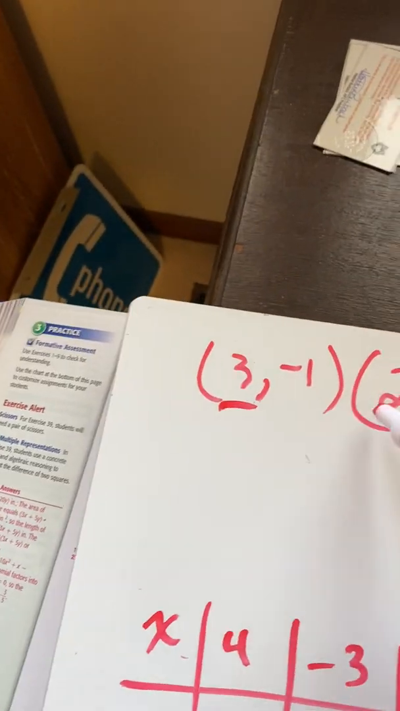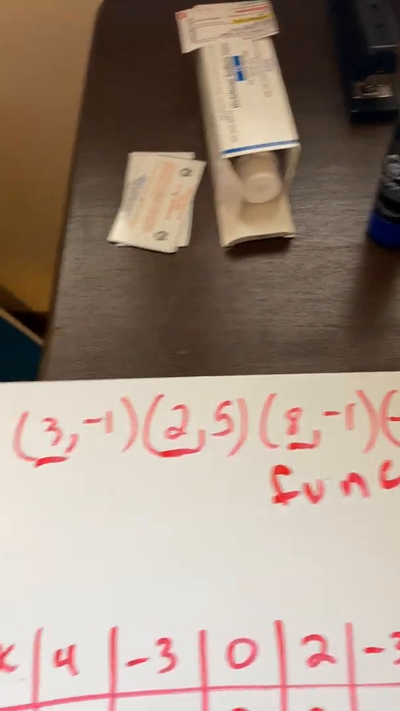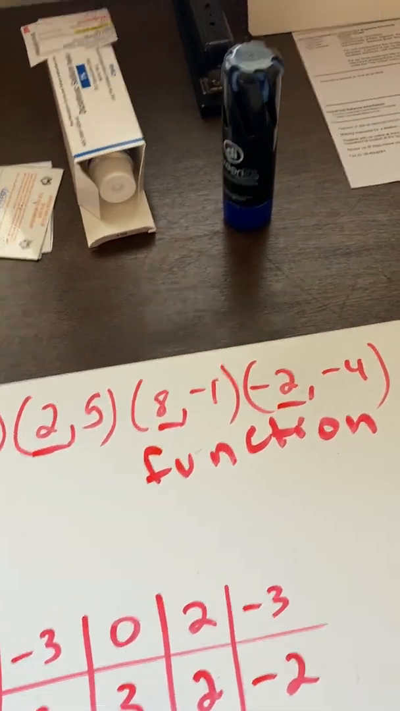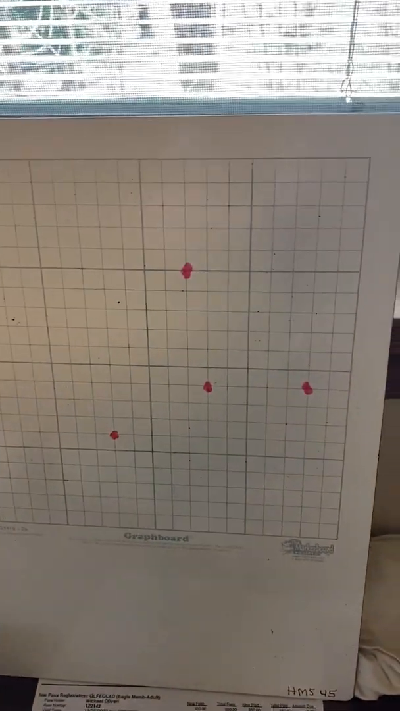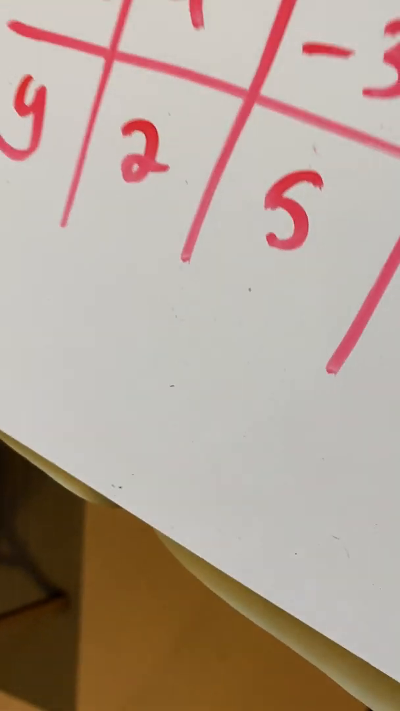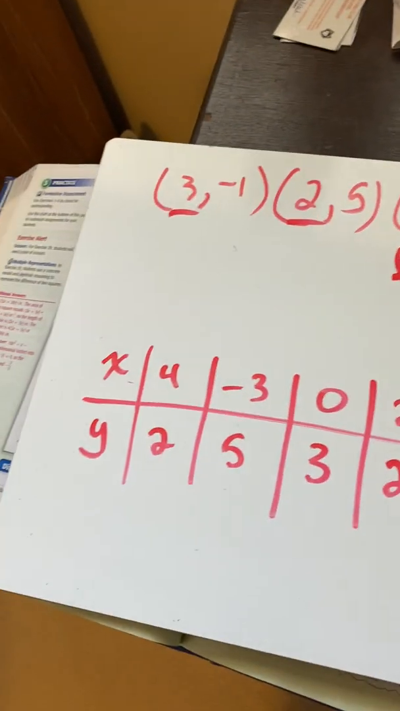Why? Because none of the domains, none of the x values are the same. And when we did the vertical line test on that group of numbers, none of the points fell on the same vertical line. Okay, makes sense. Pretty simple. All right, let's look at the other one. Ooh, all over the place. Let's look at the other one.